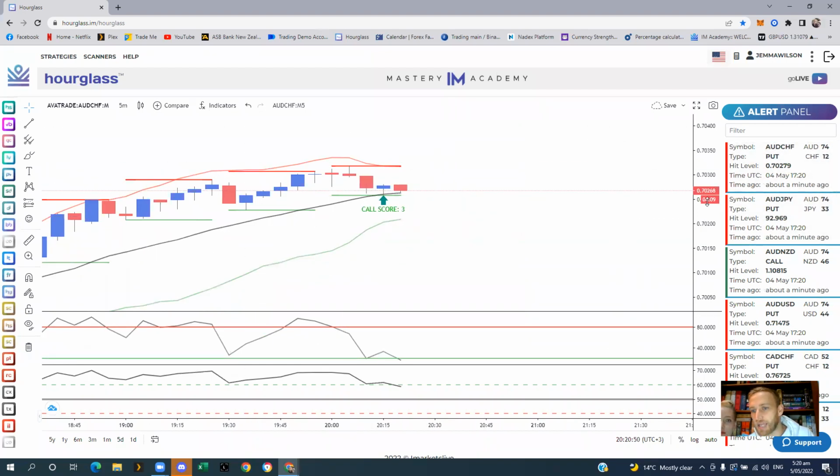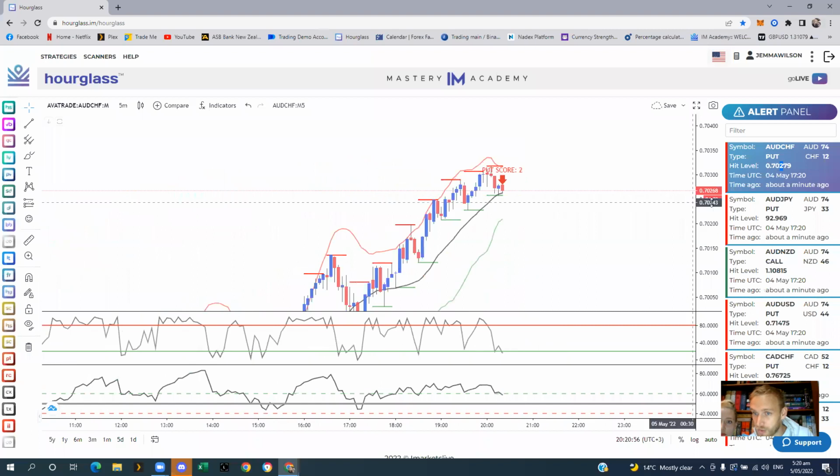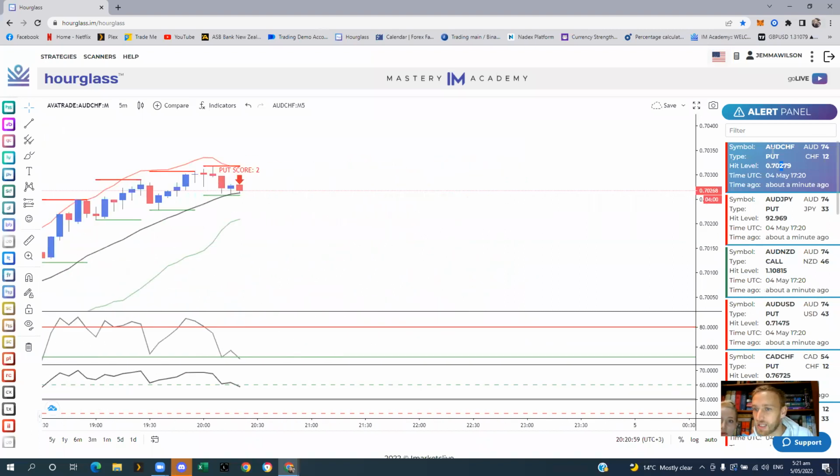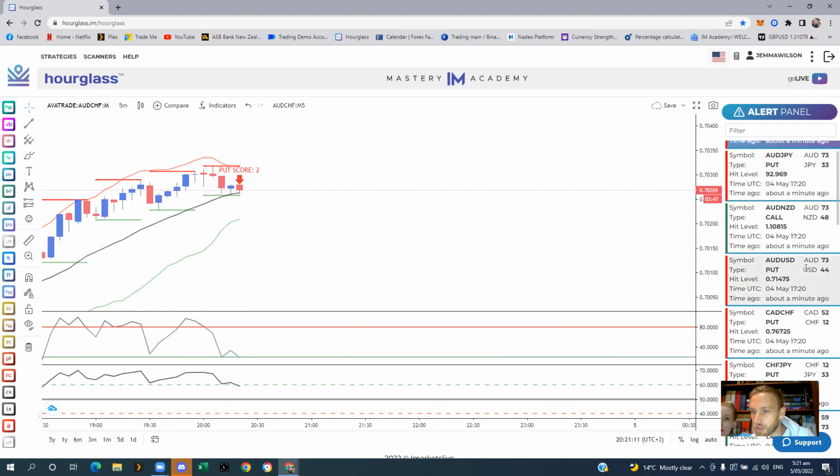So AUD Chef. We're on 5-minute candles. New calls get spit out every 5 minutes, and you see that AUD Chef has actually now turned into a put. So we're not going to take this trade. I'm now going to find another one where the call or the put is in the direction of currency strength. Right now that's not the case.